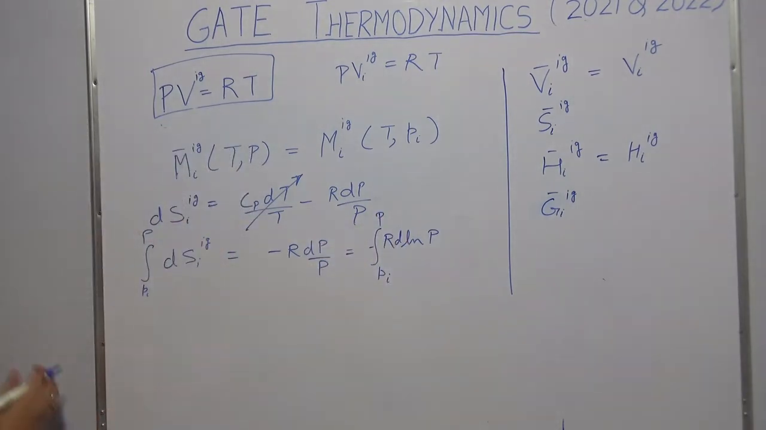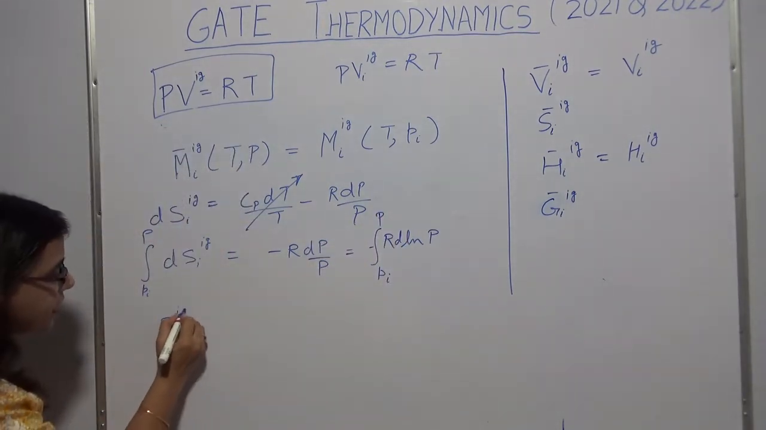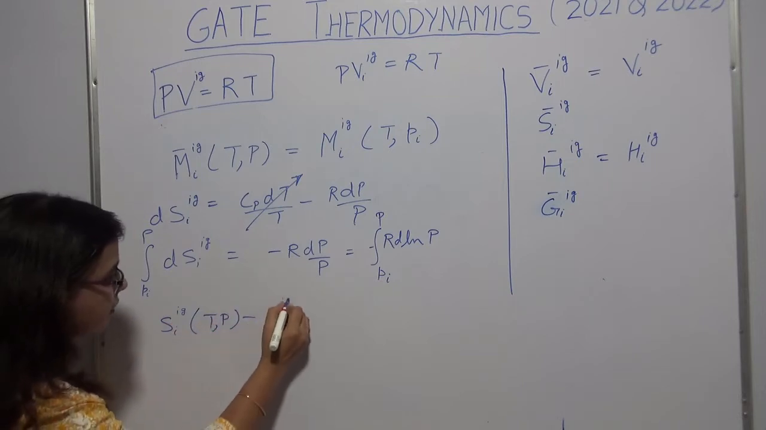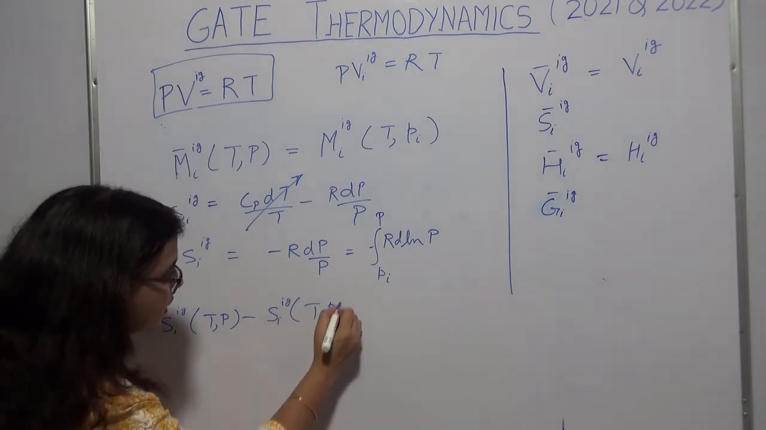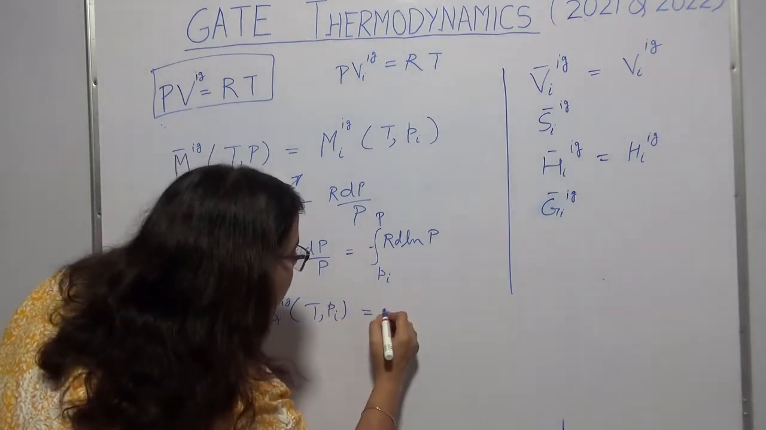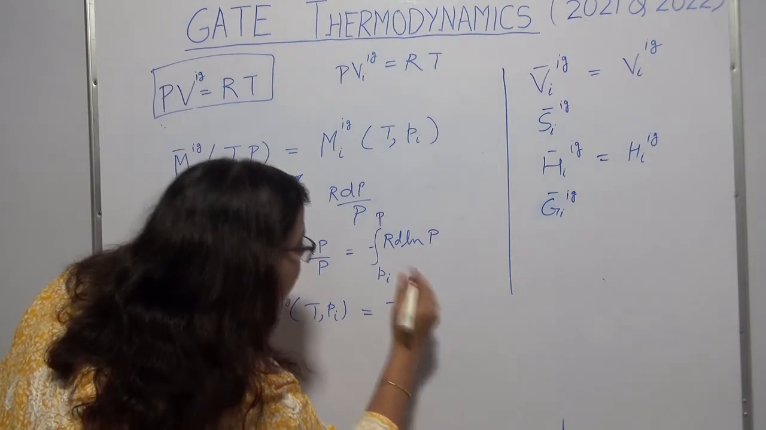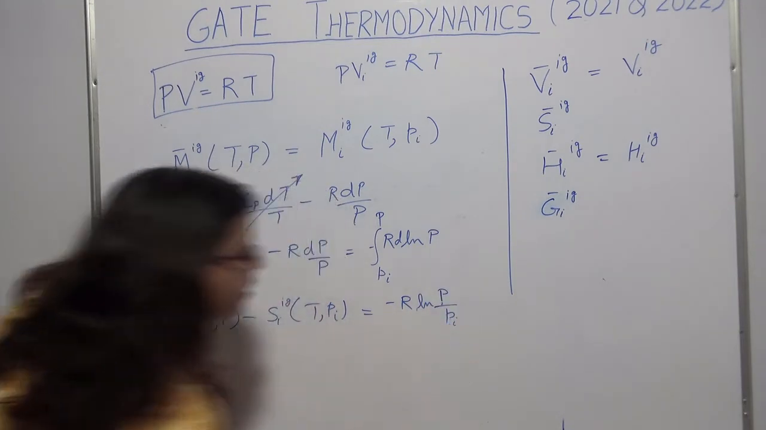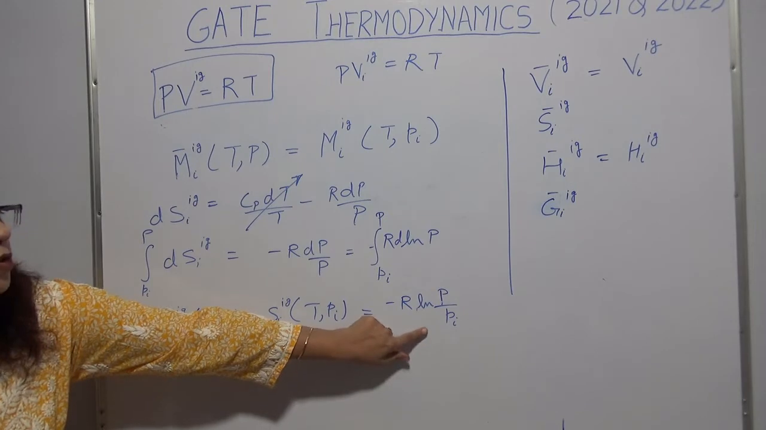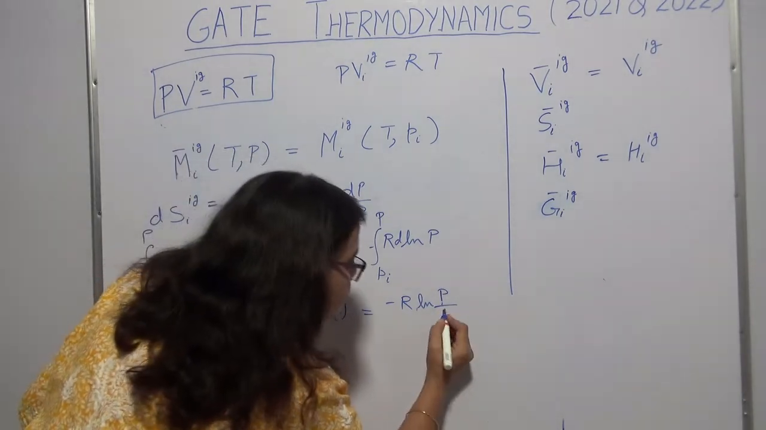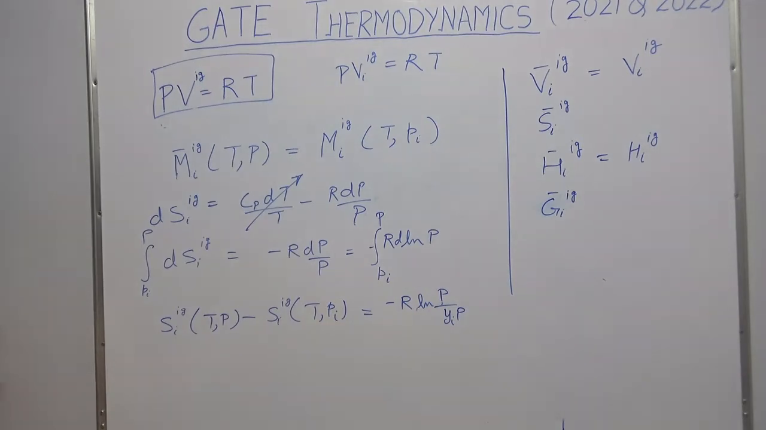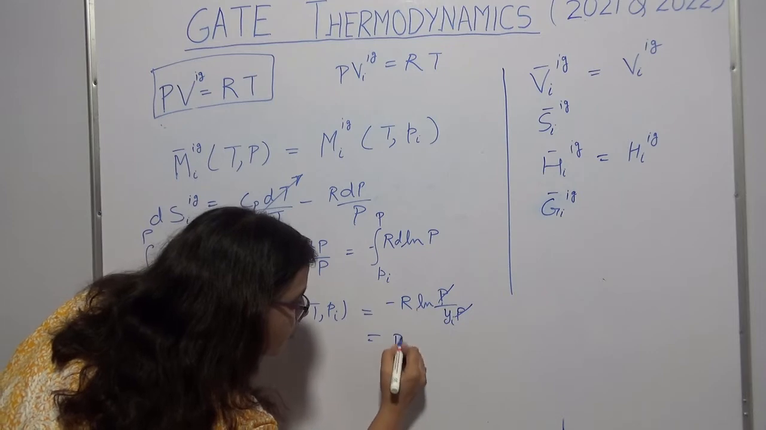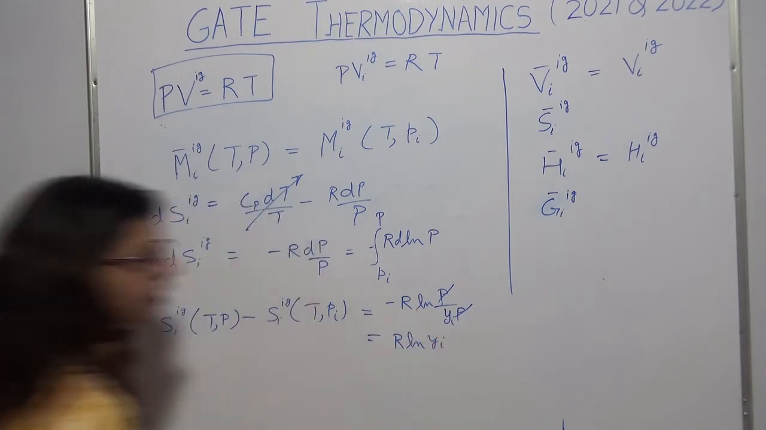So if I integrate this equation from Pi to P, what I get is Si^ig at temperature T and pressure P minus Si^ig at T and partial pressure Pi, that is equal to minus R ln of P upon Pi. But partial pressure I know how it is related to total pressure. It is given as yi times P. So P gets cancelled, and if I take it in the numerator, then this minus sign also gets absorbed, so I am left with R ln yi.